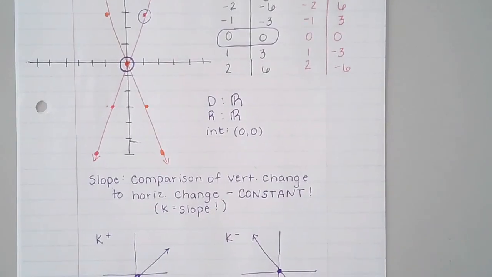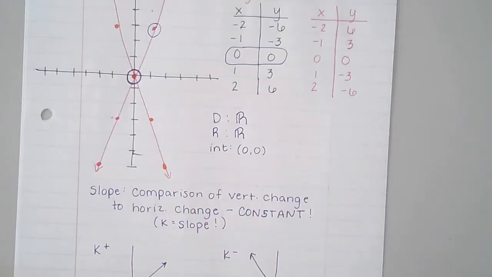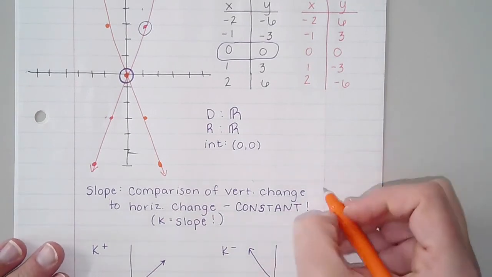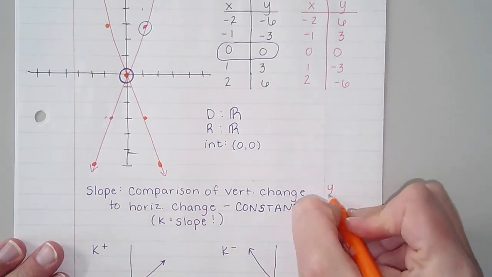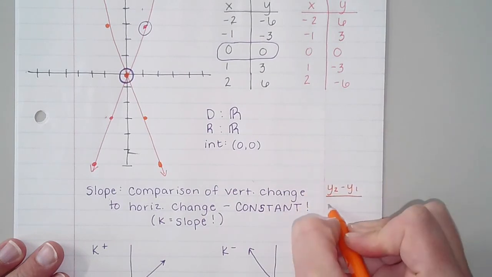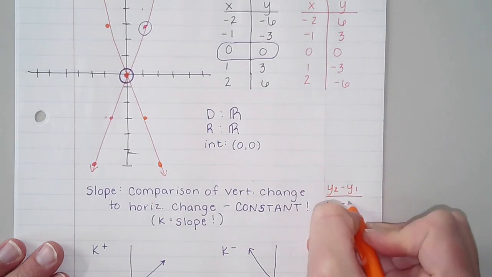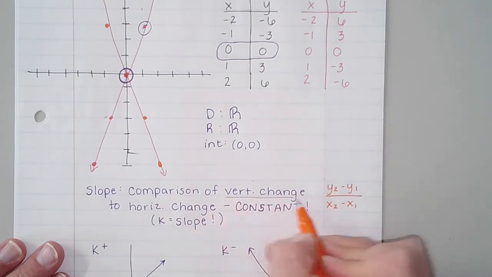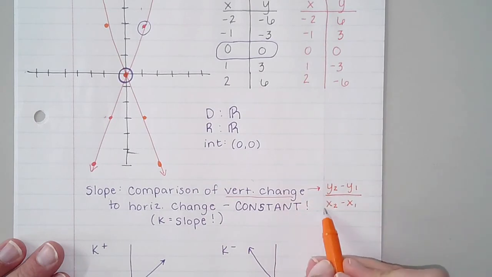One more thing to throw in on slope here quickly before we move on to the other type of graph is you've probably learned the equation for slope before. The equation for slope looks like this, y2 minus y1. I guess I should say the formula for slope, not the equation, over x2 minus x1. What this is really doing, that y2 minus y1, that is your vertical change, right? And then x2 minus x1, that's your horizontal change.